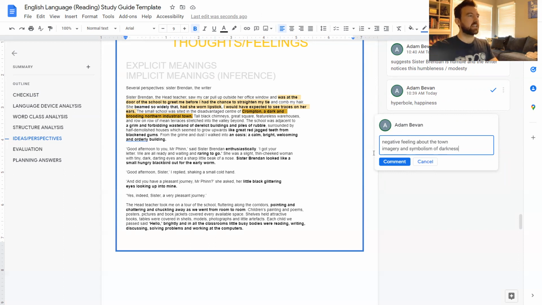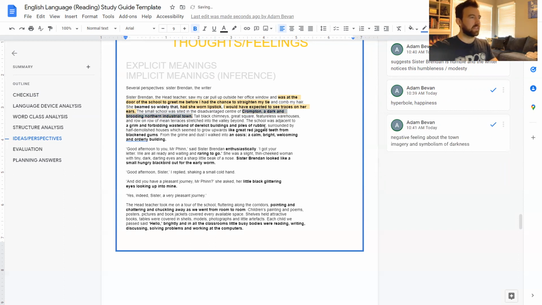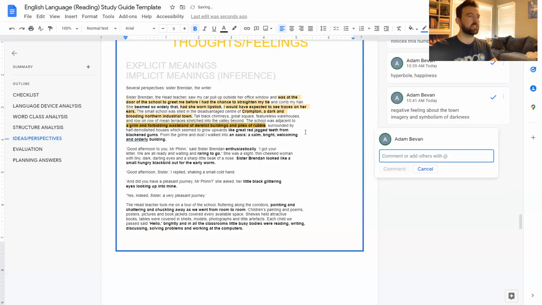But he goes even deeper into that. So he talks about the grim and forbidding wasteland of derelict buildings and piles of rubble. So even deeper, it goes from a negative feeling to almost disgust at Crompton. He feels disgusted at Crompton. Grim, forbidding, wasteland. He's calling this place a wasteland, derelict.